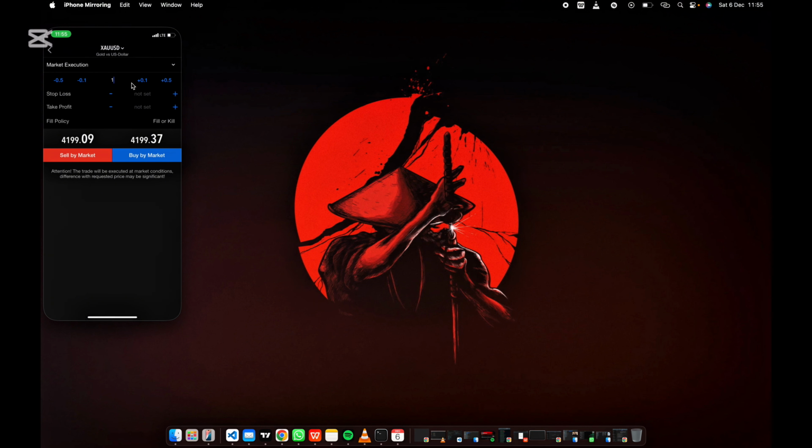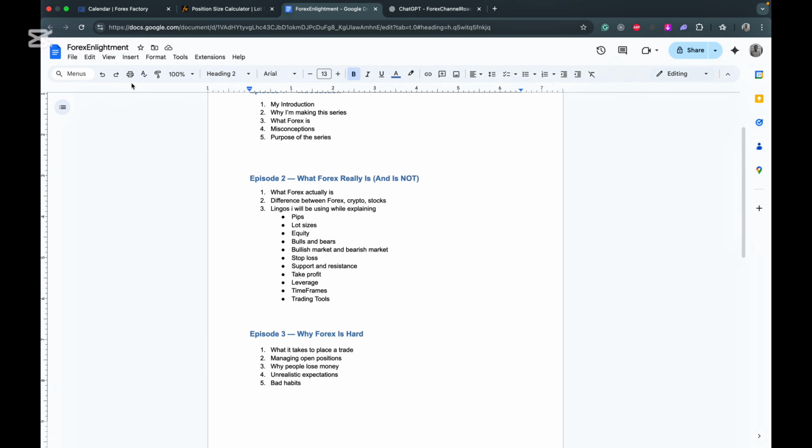I'm going to explain further when we get to that bridge, but I would just like you to have it at the back of your mind that the lot size is telling you how much volume of that particular instrument you are trading. That is, when you are buying, how much volume are you buying, and when you are selling, how much volume you are selling.